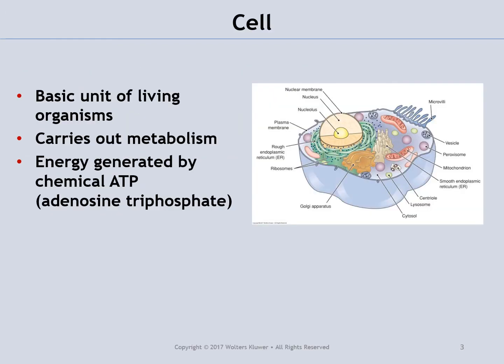So let's start with some cell biology. A cell is the basic unit of all living organisms. Everything that is alive is made out of cells. You, your roommate, your dog, your cat, the fish in your aquarium, the tree outside your window, all of these are alive. All of them are made up of cells.